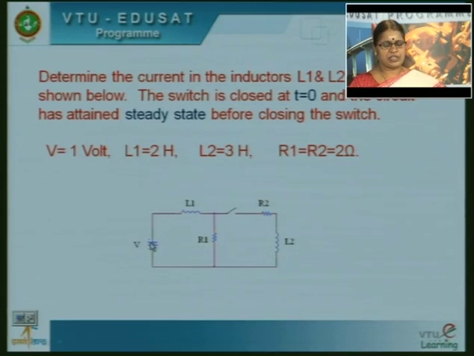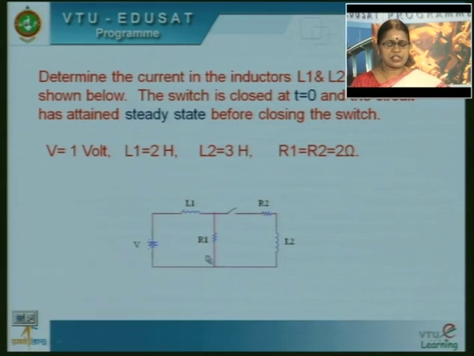So, V by R1 is the current flowing in this loop. V by R1 is the current flowing in the loop before the closing of the switch. That is, if V by R1 is the current flowing through this circuit before closing of the switch, the current flowing through the inductor is also the same as this loop current, which is given by V by R1. So, the initial value of current flowing through inductor L1 is given by V by R1.